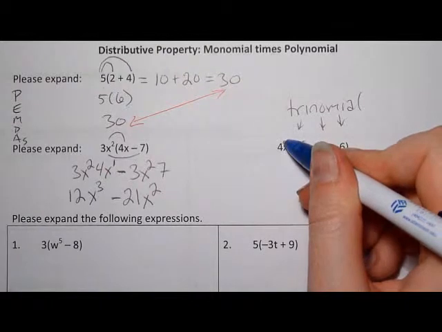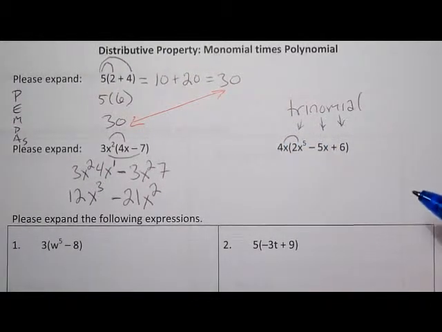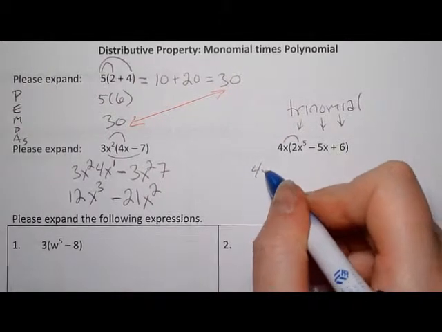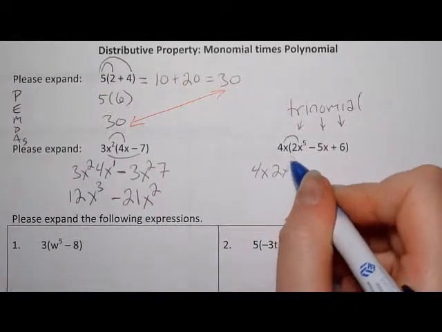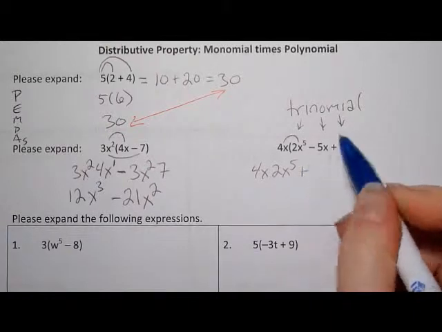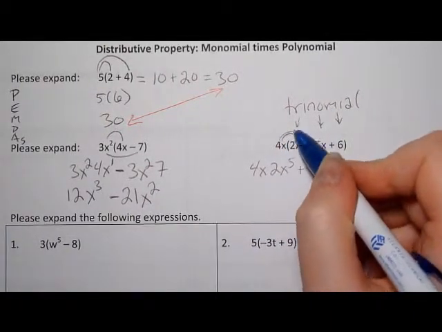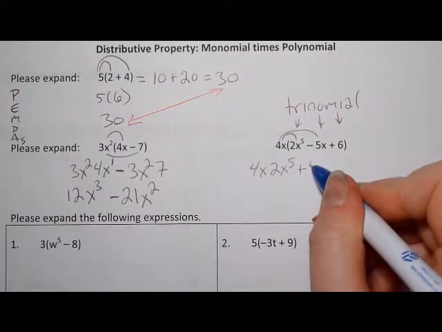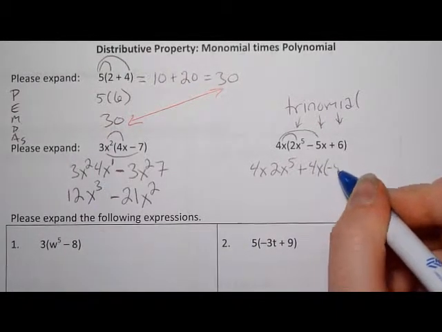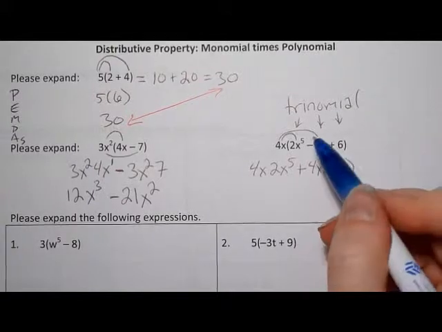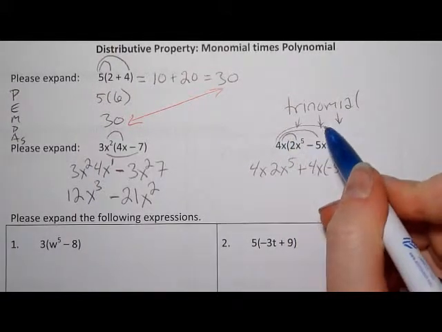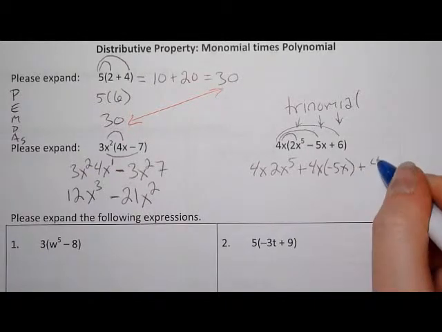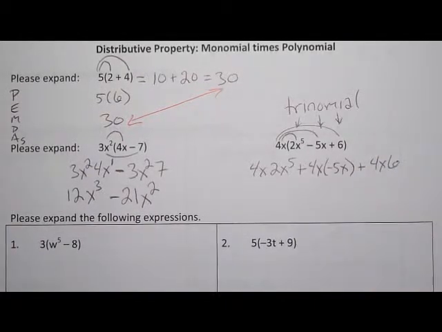So I take my 4x, my monomial out front, and I multiply it by 2x to the 5th. I distribute it, so I have 4x times 2x to the 5th. I add to that my 4x being distributed to my negative 5x, so I have 4x times negative 5x. And I'm going to continue to distribute my 4x times the last term, so I add 4x times 6.